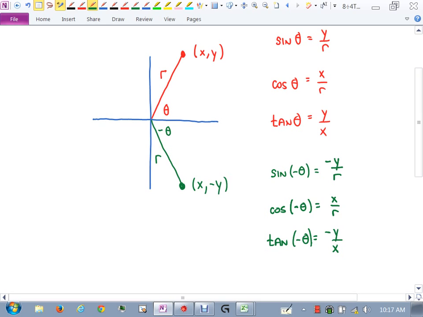Okay, I would like for us to compare something. I would like for you to compare the sine of theta to sine of negative theta. What's the difference between sine of theta and sine of negative theta? What's the only difference? They're off by a sign, right? The first one is y over r. The other one is what? Negative y over r. So the only difference between sine of theta and sine of negative theta is a sign. Agreed?